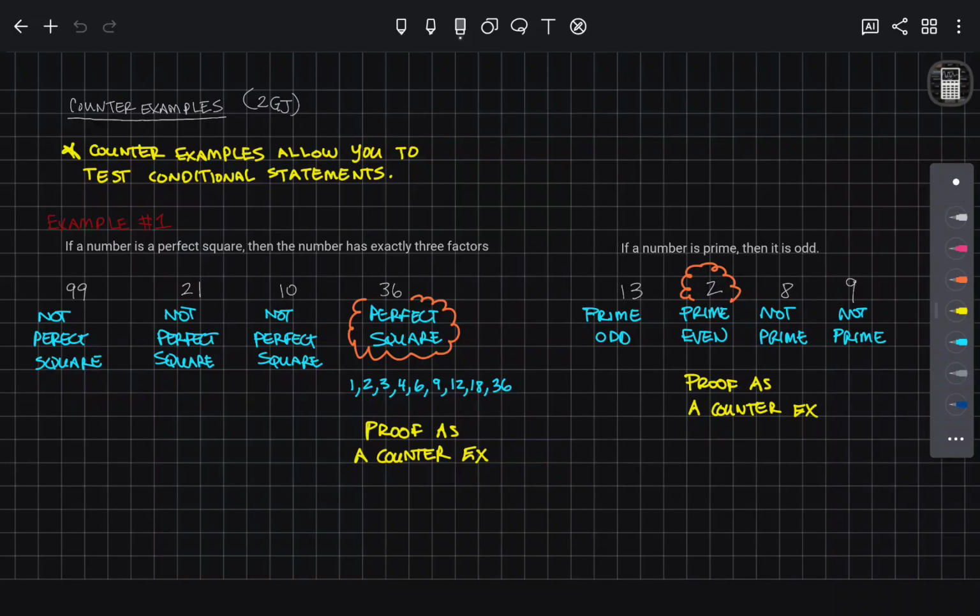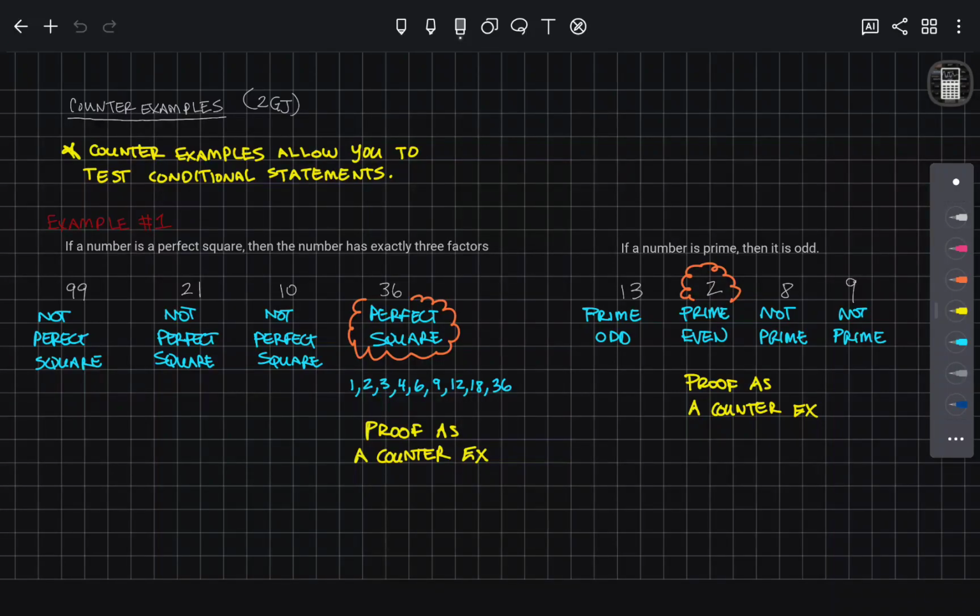Let's take a look at two examples. If a number is a perfect square, meaning that it's going to be an integer times itself, typically a whole number like 2 times 2, 3 times 3, 4 times 4, 5 times 5, and then you have that as a product, 25, we'd know that the square root of 25 would be 5. Nice and simple, easy and clean. 99 does not work out that way. 21 doesn't, and 10 doesn't, but 36 does. Square root of 36 is 6 times 6.